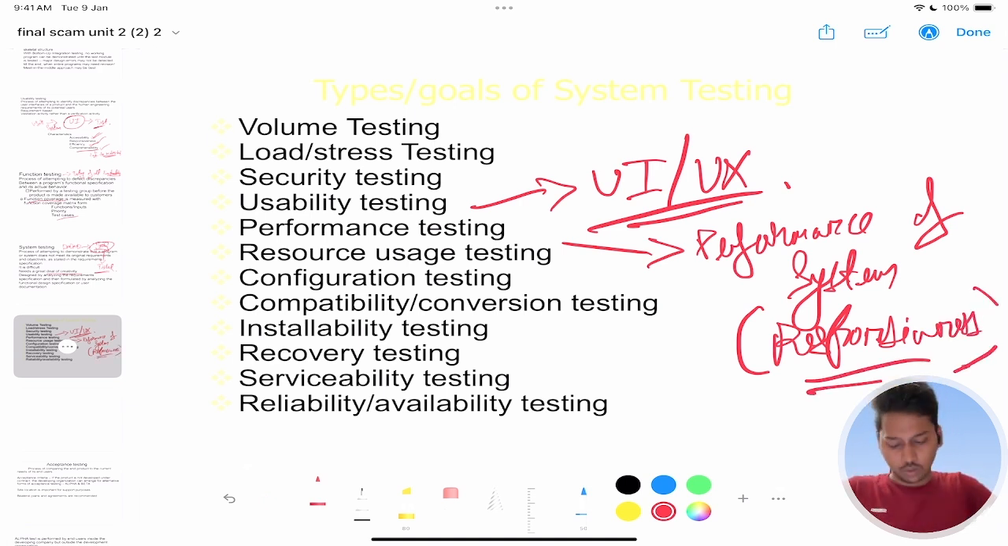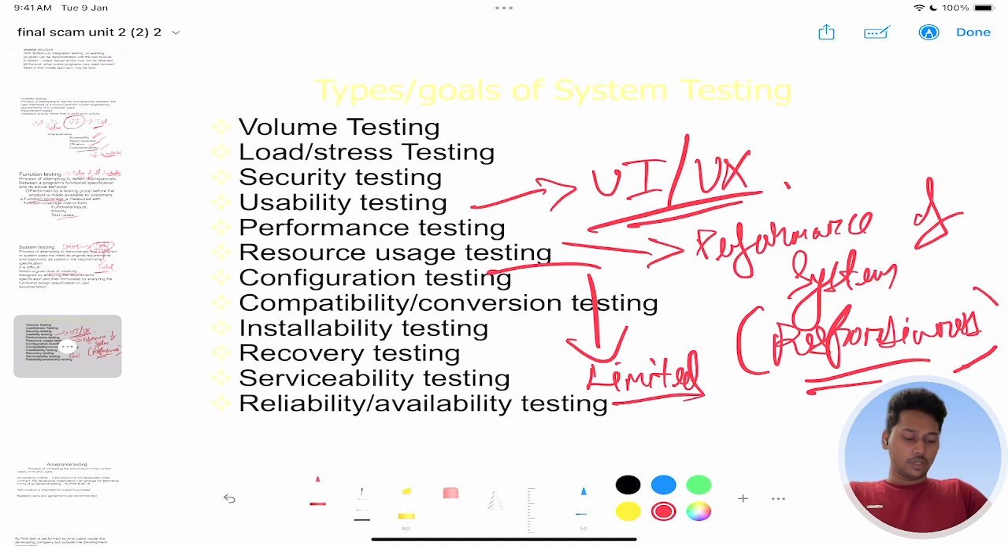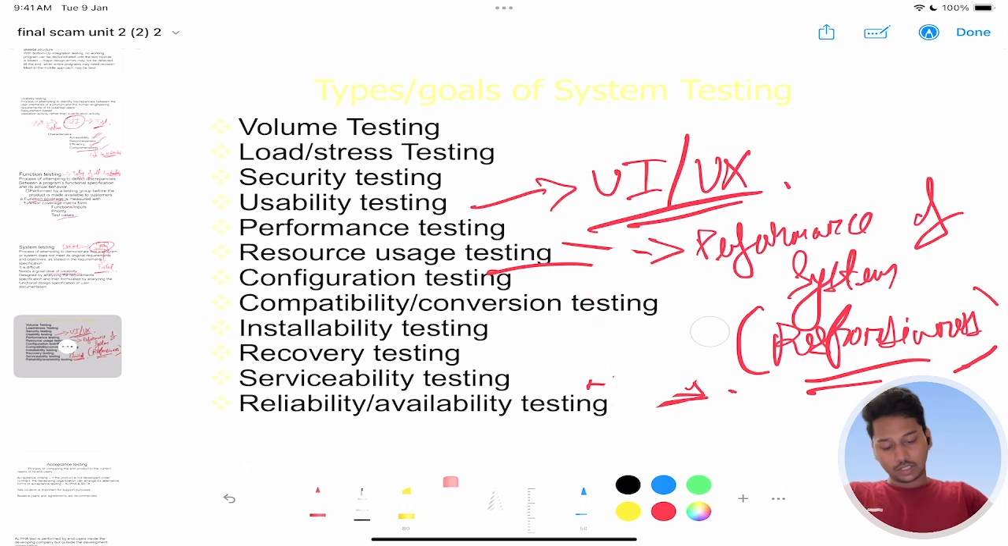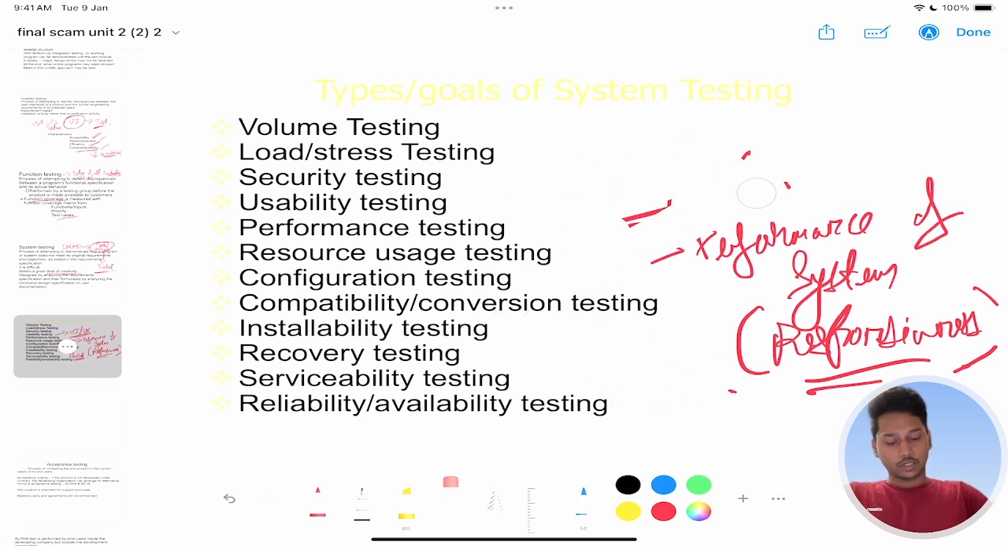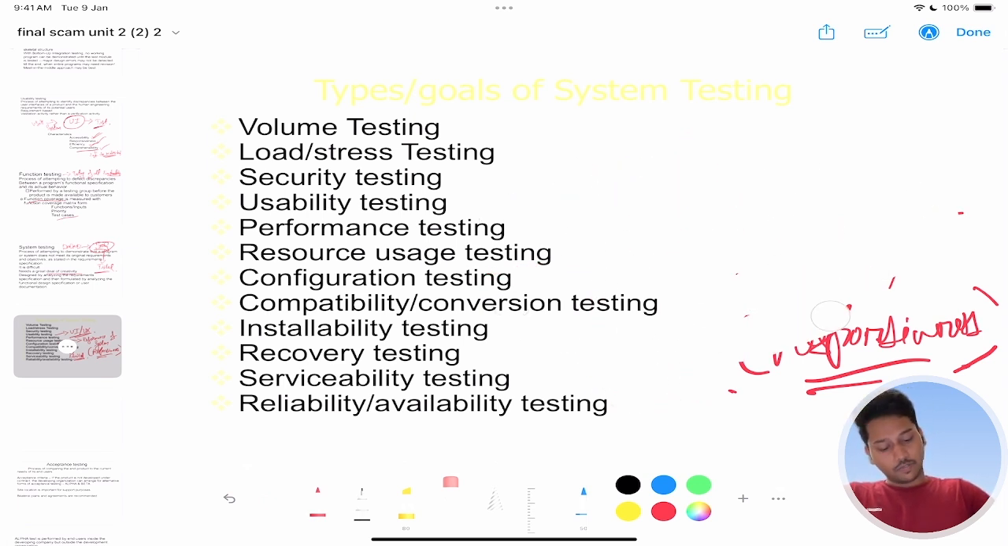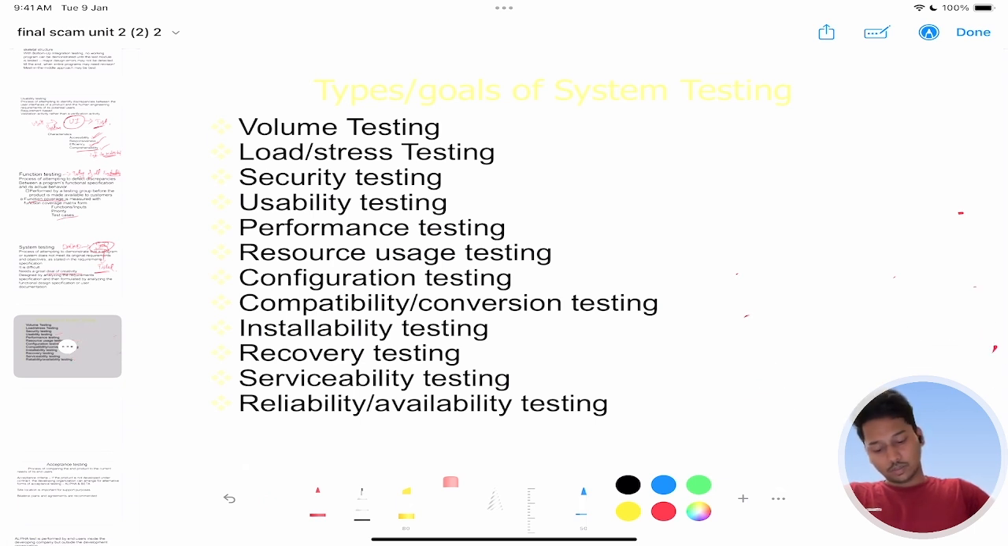And then comes resource usage. That's important. A system always has a limited amount of resources, so it should run properly in that amount of resources. And then comes configuration testing. Configuration testing is just how the system performs in a different environment.